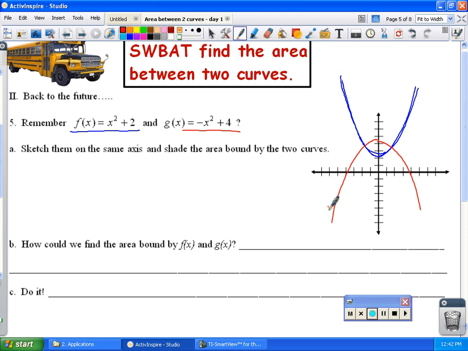Now, the next thing it tells me to do is to shade the area that is enclosed between those two curves. So that would be this region, green region, right in here. So now we kind of have a new ball game. We're actually not trying to find an area that's enclosed by the x-axis and a curve. We're trying to find the area that is enclosed by two curves. So, question, how do we do that?